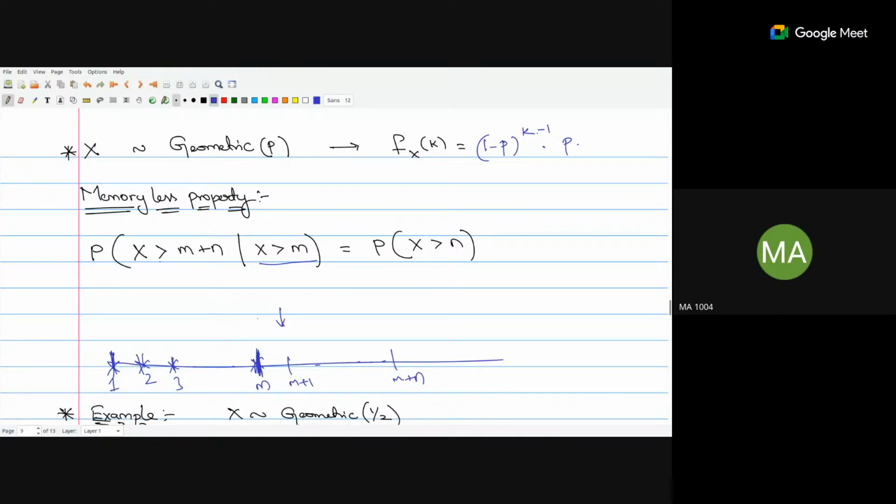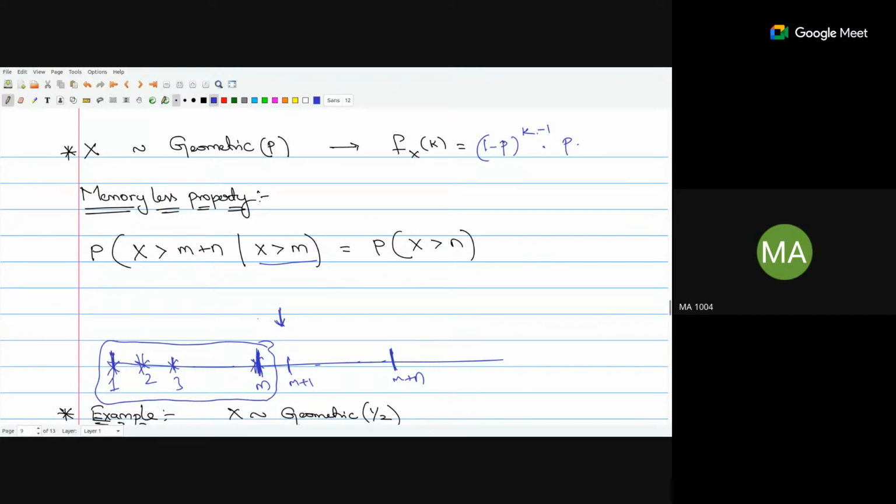I know this. Now, if I want to find the probability that x is greater than m plus n, it means I won't get the success for the m plus nth time also. What is the probability that x is greater than m plus n given x is greater than m? It is the same as the probability that x is greater than n. You can see now. If you are at this position, whatever information you had previously, all the failure information, you simply forget about it and you just start freshly.